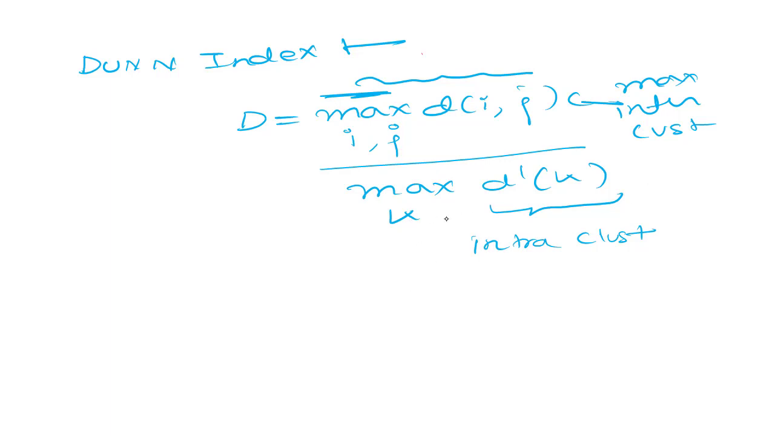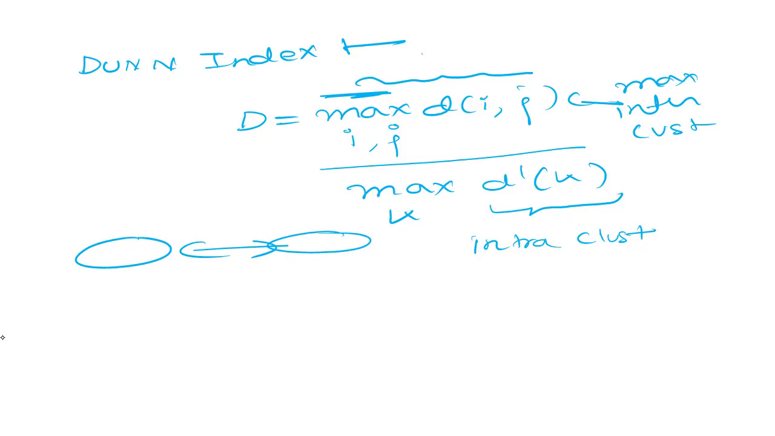And the denominator simply means that the distance between your clusters should ideally be large, not too small.